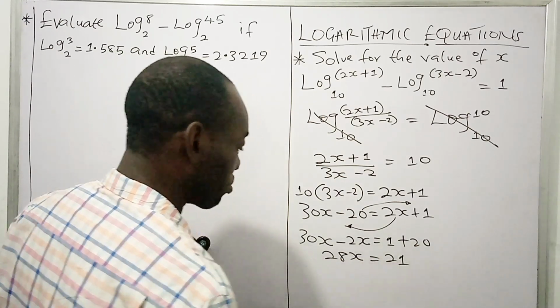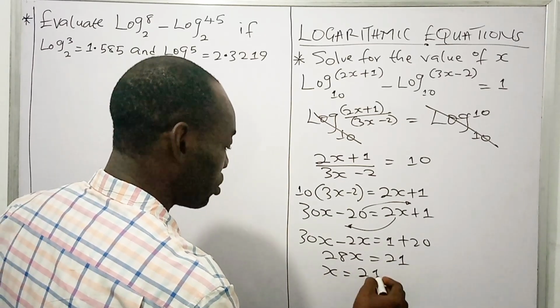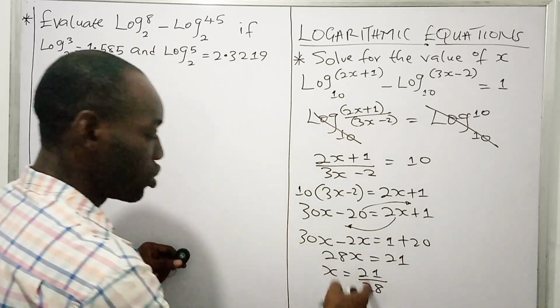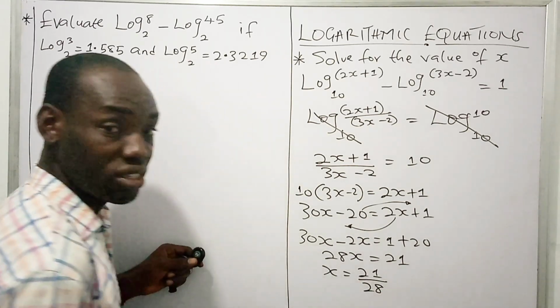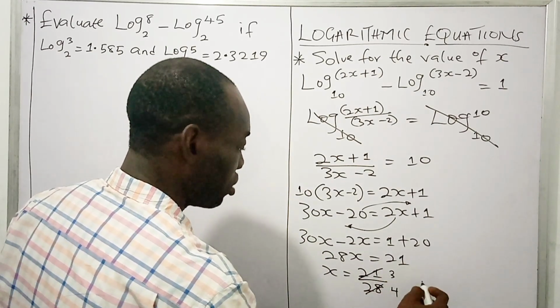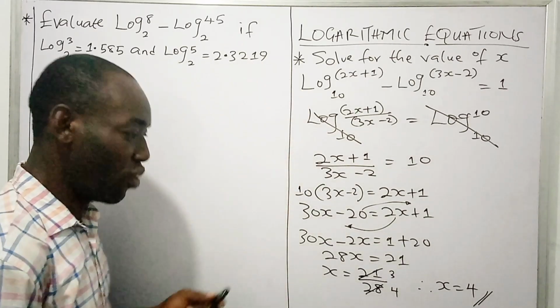Here we have 21. Then we divide both sides by 28. So the value of x is now 21 over 28. If we reduce this to its lowest term, using 7 as a factor, 7 here will give us 3, 7 here will give us 4. So therefore, the value of x is 3 over 4.